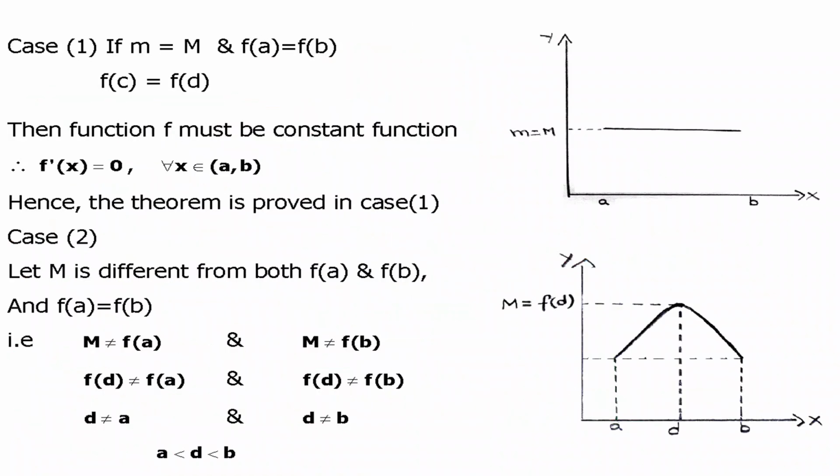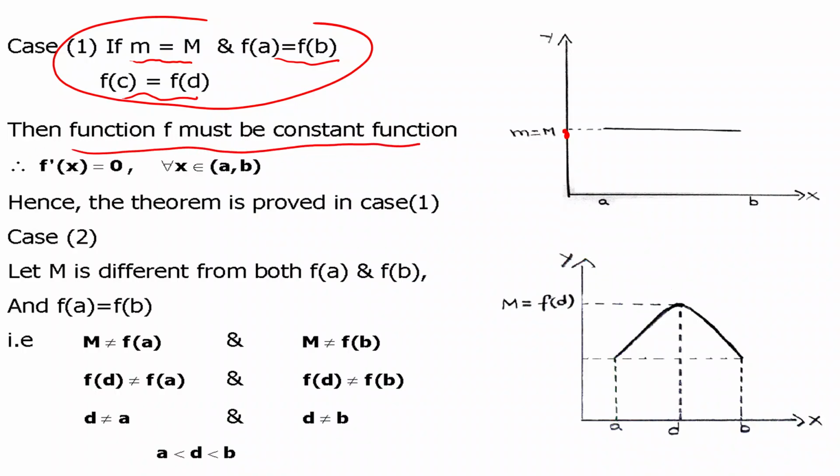Now case 1: if small m is equal to capital M, that is infimum is equal to supremum, and f(a) equals f(b), then f(c) equals f(d). If this condition holds good, then the function f must be a constant function, that is f'(x) equals 0 for all x belonging to the open interval (a, b). You can see the graph I have mentioned clearly. Hence the theorem is proved in case 1.